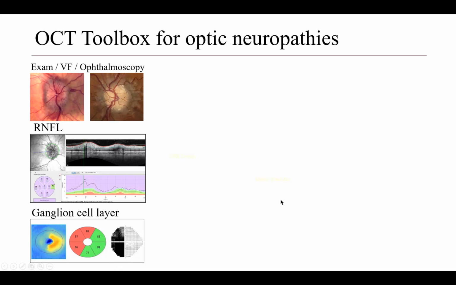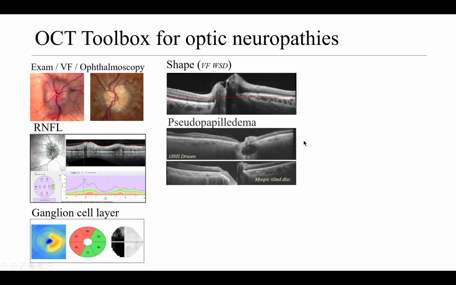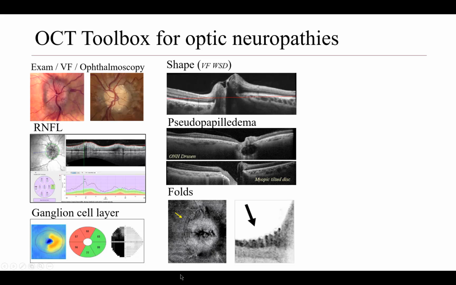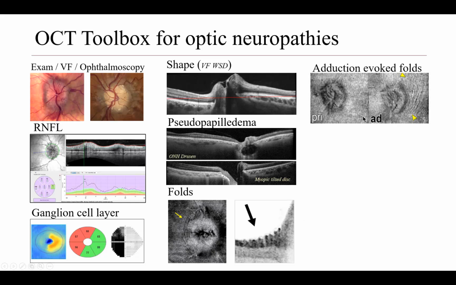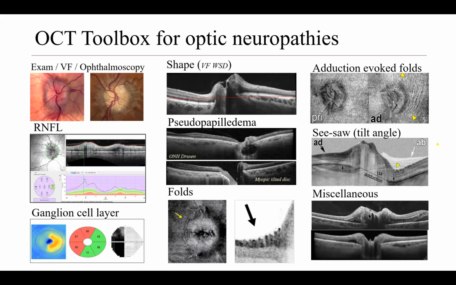However, in those cases in which you're trying to distinguish papilledema or disc edema from other optic neuropathies, consider the shape deformation, especially the WSD configuration. Look for the drusen or the oblique insertion and features of myopic tilted discs. A careful look. You have this information anyway. Take a look at that en-face OCT for folds. If you don't see the folds, look at them in adduction. You may be surprised. If you really want to dive deep into the weeds here, you might even want to check the tilt angle and, of course, these other miscellaneous features.